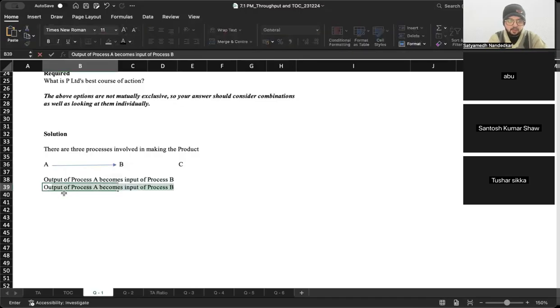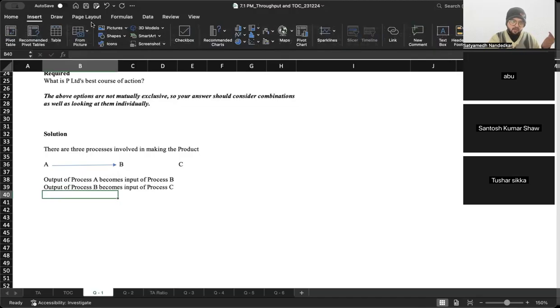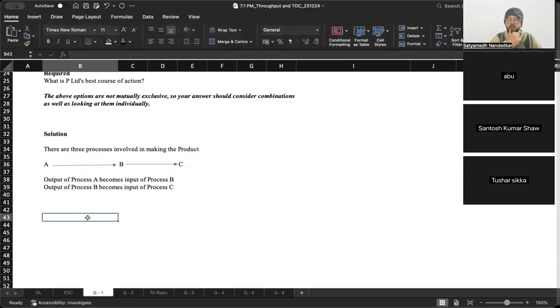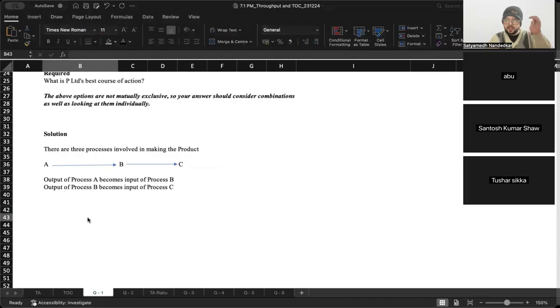Then the output of process B becomes input of process C. They are consecutive, right? They are one after the other. It will move from A to B and then from B to C. This question will help you to understand theory of constraints in a very, very effective manner. So please pay attention. Whatever is made in process C is the final process, and that is the final product.